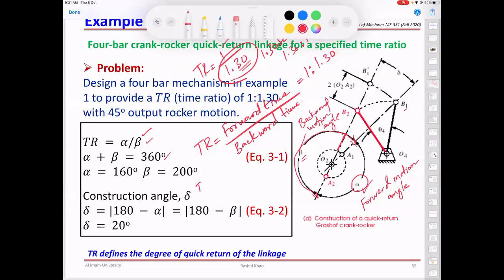So let me just try to do the calculation here. I have a class now. Okay, come after the class, please. After 10:15.